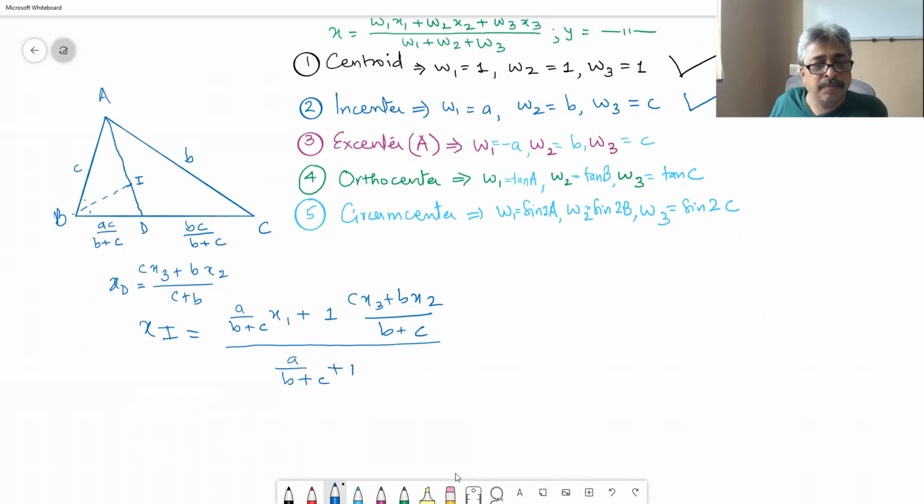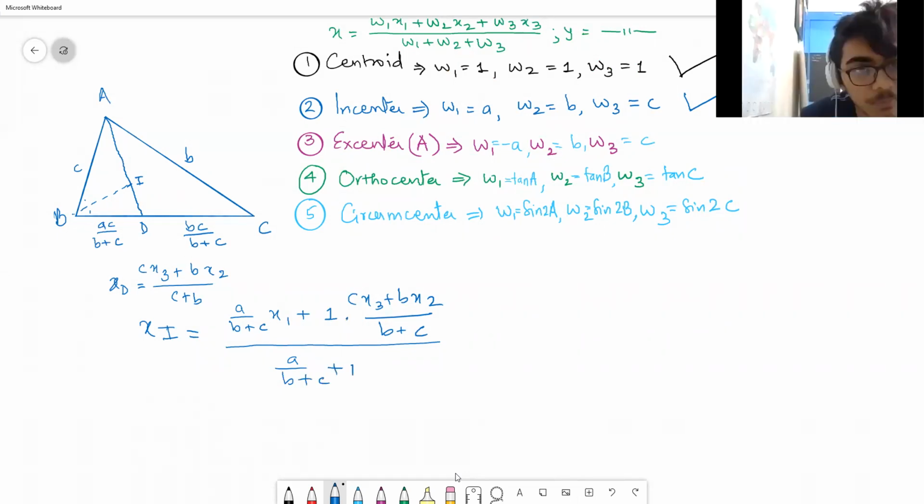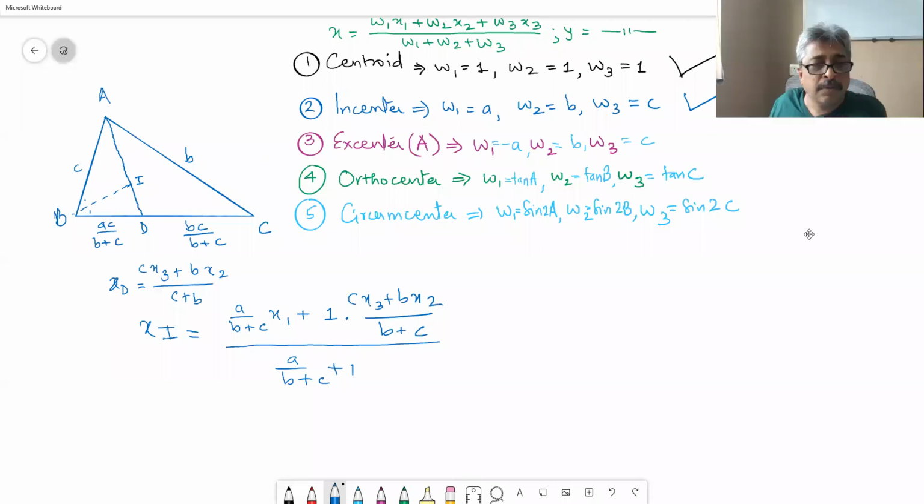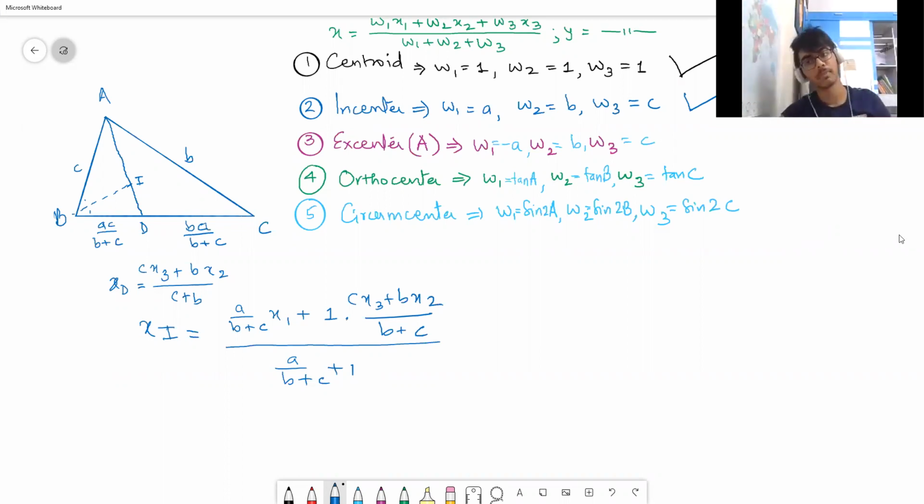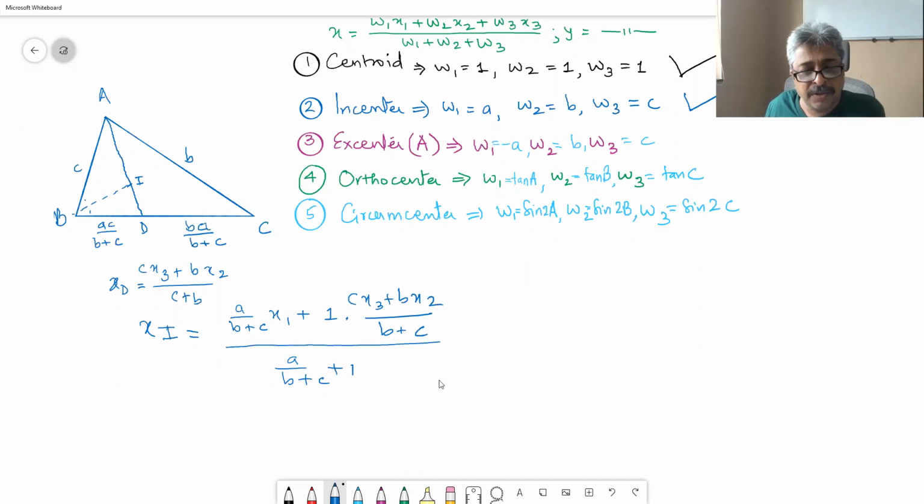Sir, BD upon DC, c is to b should be there, no? Yes, I took c is to b. Here by mistake, this should be a. Okay. So if you simplify this, you will get (ax1 plus bx2 plus cx3) upon (a plus b plus c). Now, in case of excenter, that is external division, therefore you need to introduce this minus sign, which eventually will appear in the weightage.